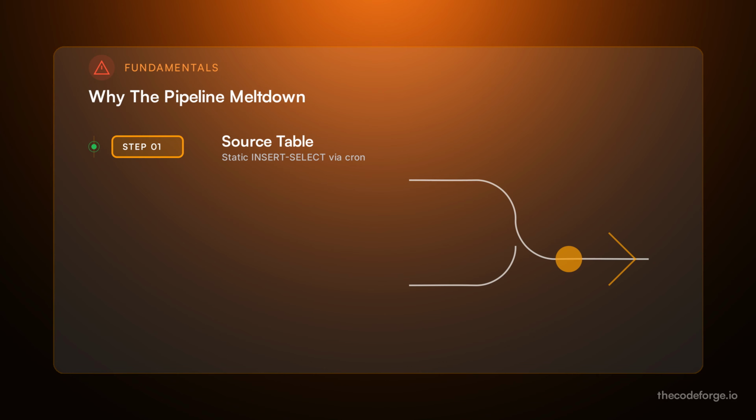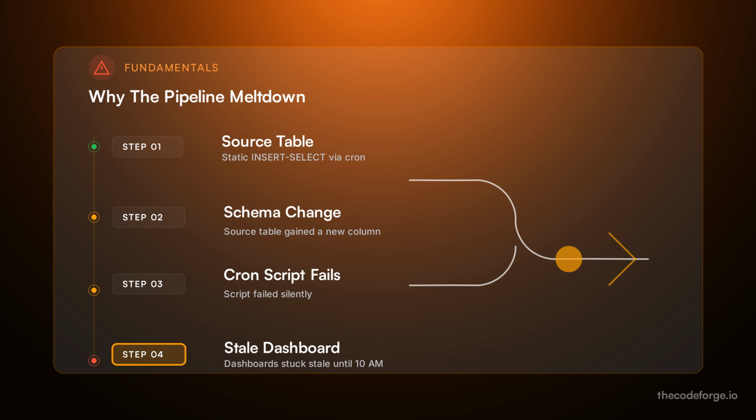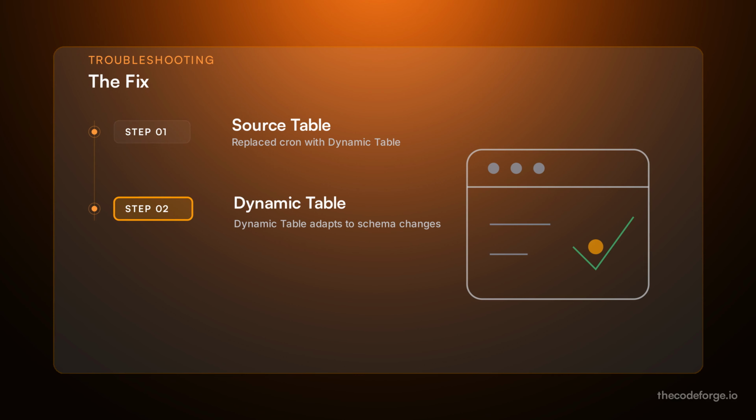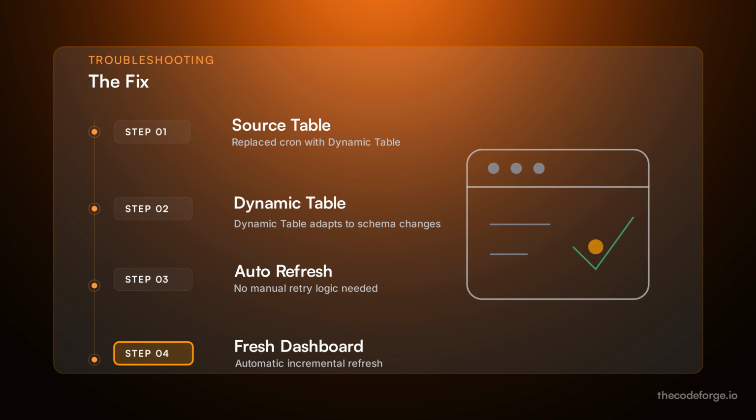Here's the chain reaction. The developer assumed the cron job would always run, but when the source table added a new column, the static insert select script broke. No retries, no alerts, just stale data. We fixed it by connecting to the source table and replacing cron with a dynamic table. It adapts to schema changes automatically, so a new column won't break the pipeline. No manual retry logic needed, it recovers on its own. Automatic incremental refresh, controlled by target lag, keeps your dashboard data fresh.